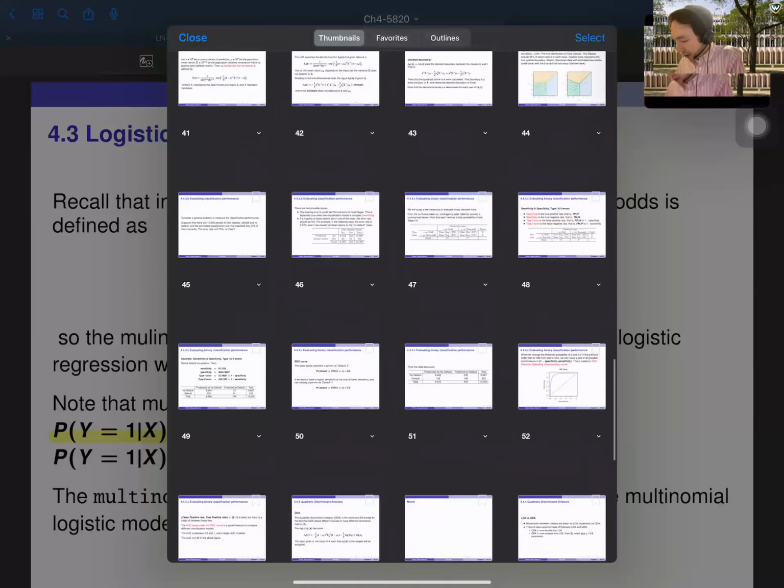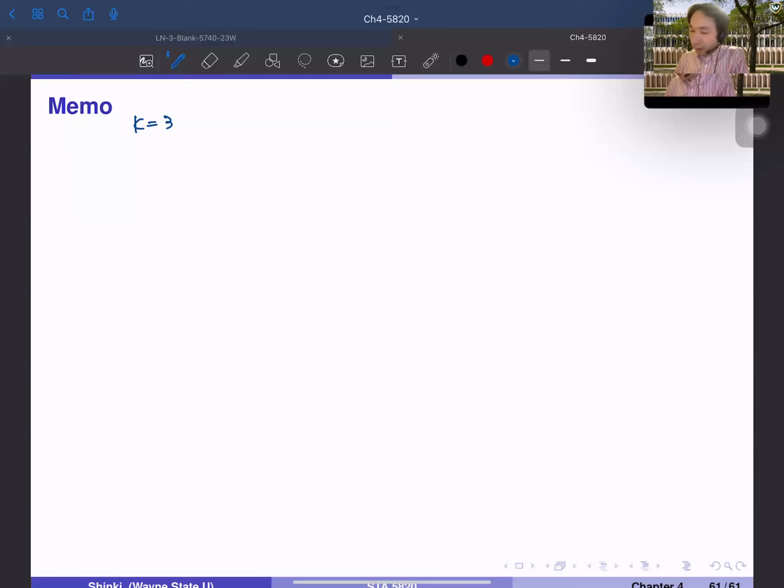I want to have a numeric example of this. Suppose that we have k equals 3, and p does not really matter. We have the log of P of y equals 2 over P of y equals 0, and we also have the log of P of y equals 1 over P of y equals 0. Suppose these are the log of 2 and the log of 3.